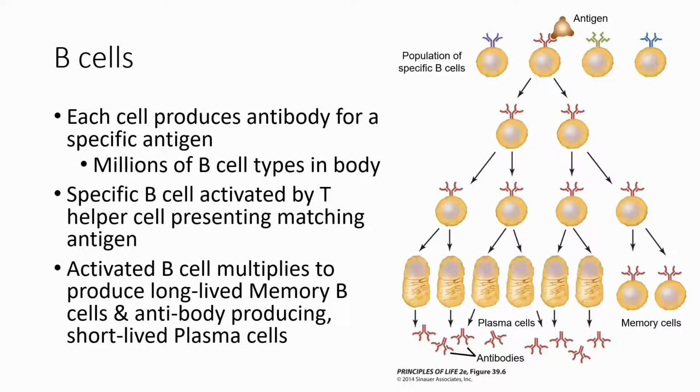It starts reproducing like crazy. When it reproduces like crazy, some of those cells are going to go off and be saved as memory cells so that later on you can reactivate these cells much faster if you get infected. Other cells are those plasma cells that are going to start pumping out antibodies, and those antibodies are going to circulate in the bloodstream.